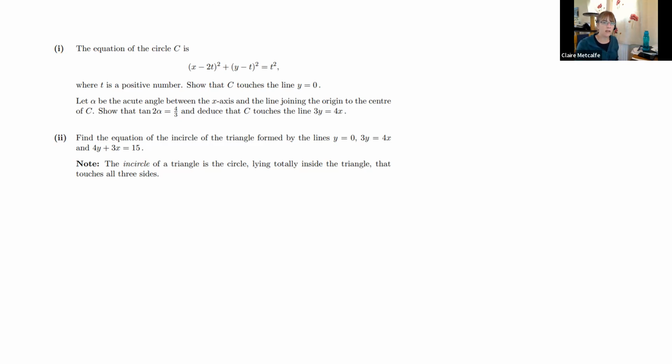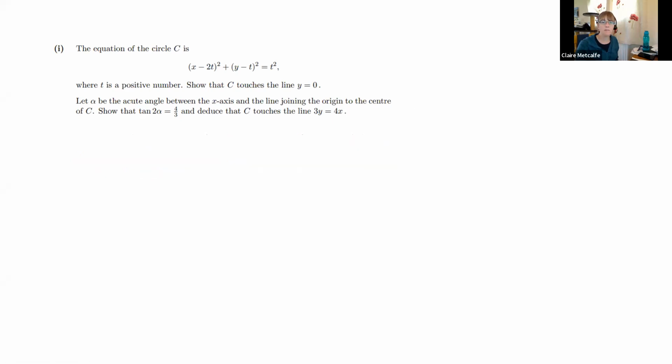So let's start by looking at just the first part. So here we've got the equation of a circle C. We've got the centre of the circle in terms of t. So the centre is at 2t, t, and the radius is equal to t. We want to show that C touches the line y equals 0.